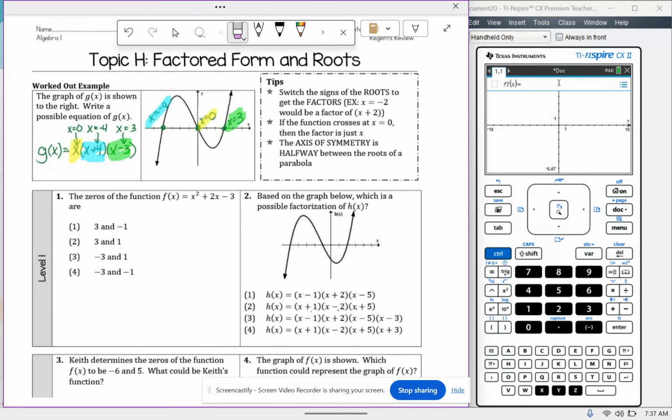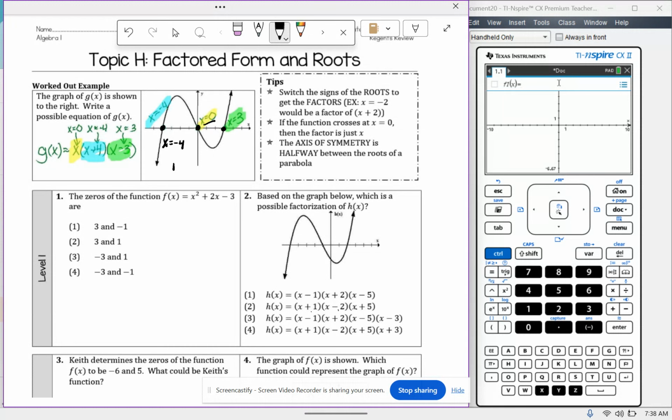So let's look at the worked out example. The graph of g of x is shown to the right. Write a possible equation of g of x. So this worked out example has done exactly what we've done in class, right? You look at the root, you identify it. This root would be x equals -4. This root is x equals 0. This root is x equals 3.